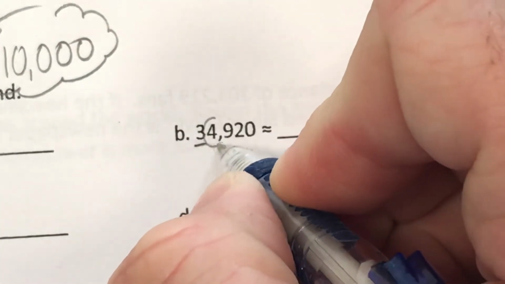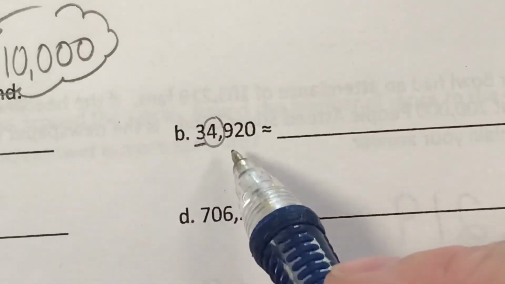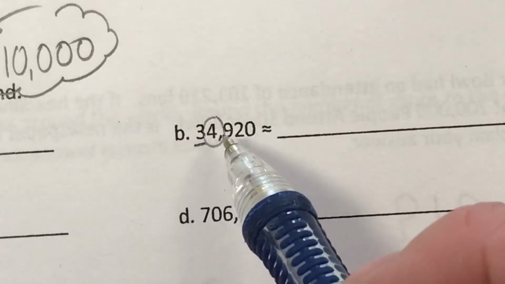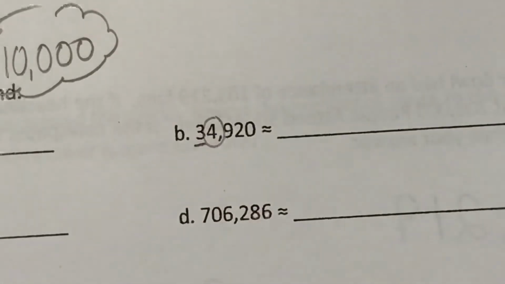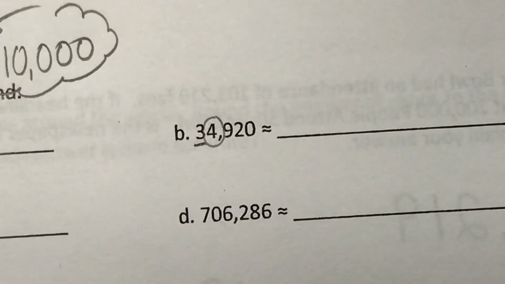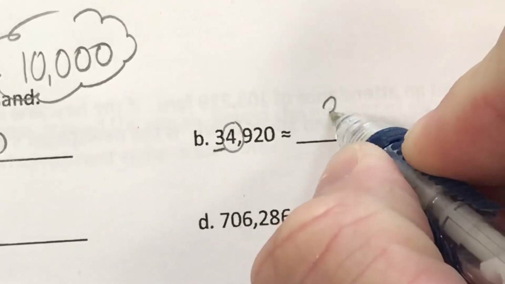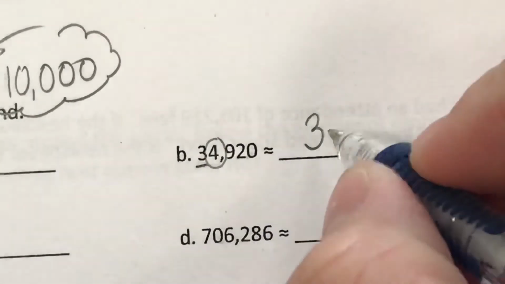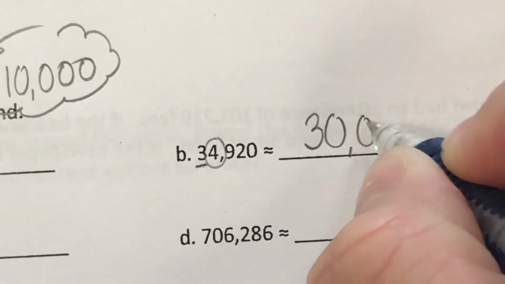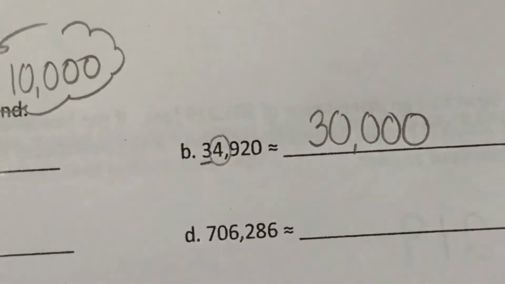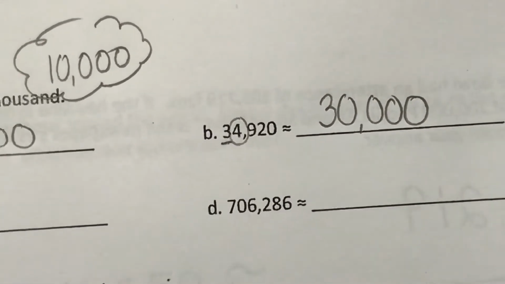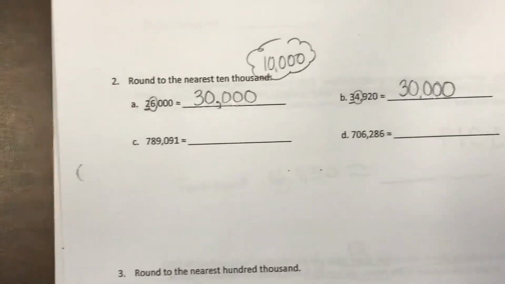Circle the number 4. 4 is not big enough. It is the biggest of the smaller single digit numbers, but it cannot go up. So again, 0, 1, 2, 3, 4, those things stay the same. And 5, 6, 7, 8, 9, they'd round up. 4 tells the 3 to stay, giving me 30, meaning 34,920 is closer to 30,000 than it is to 40,000.